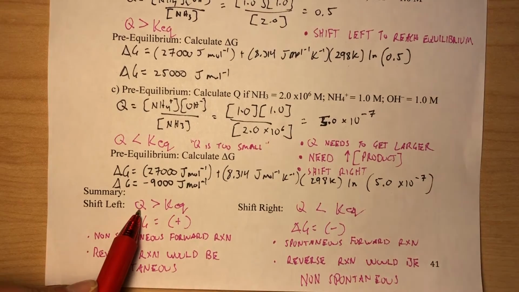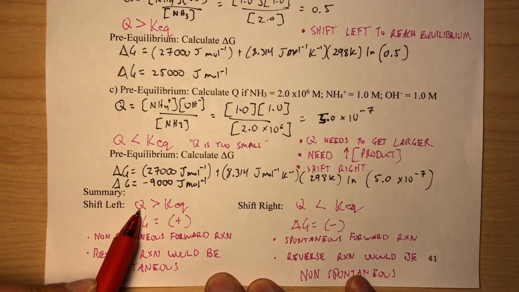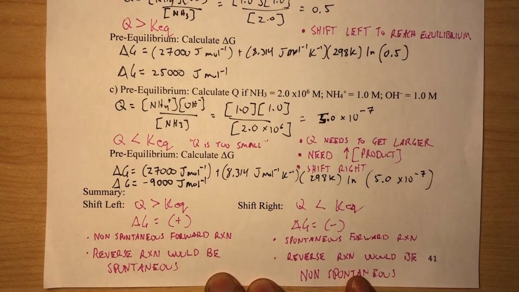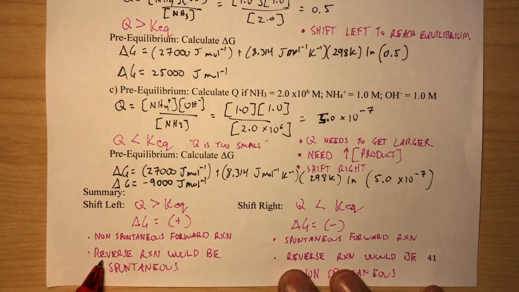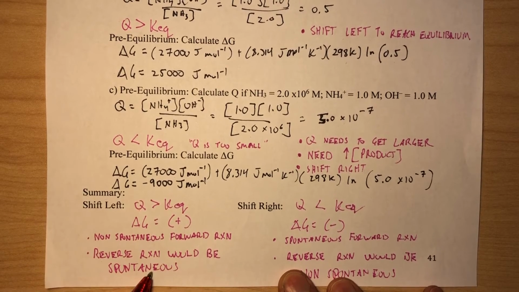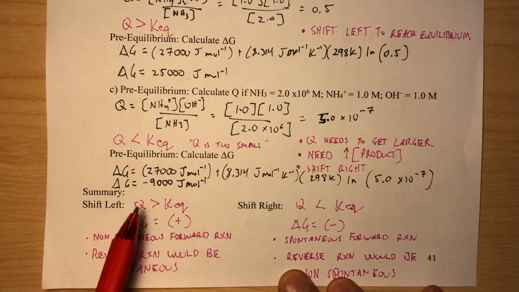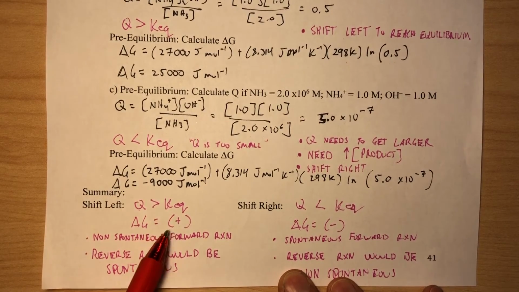We have a shift left when Q is greater than K because we need to increase the amount of reactants, because Q is too big, it needs to get smaller. In these situations, delta G is positive. We can read this as a non-spontaneous forward reaction. That means, by extrapolation, that the reverse reaction would be spontaneous. So when Q is greater than K, delta G is positive.